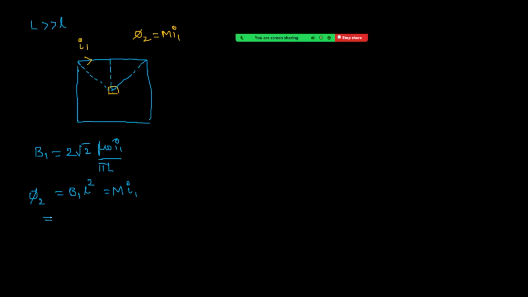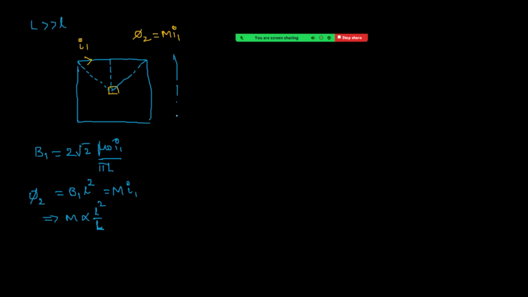See from this what we can write. M is proportional to, in the place of B1, write this value. I can say here proportional to L square upon capital L. Right? So like this we can get the answer.